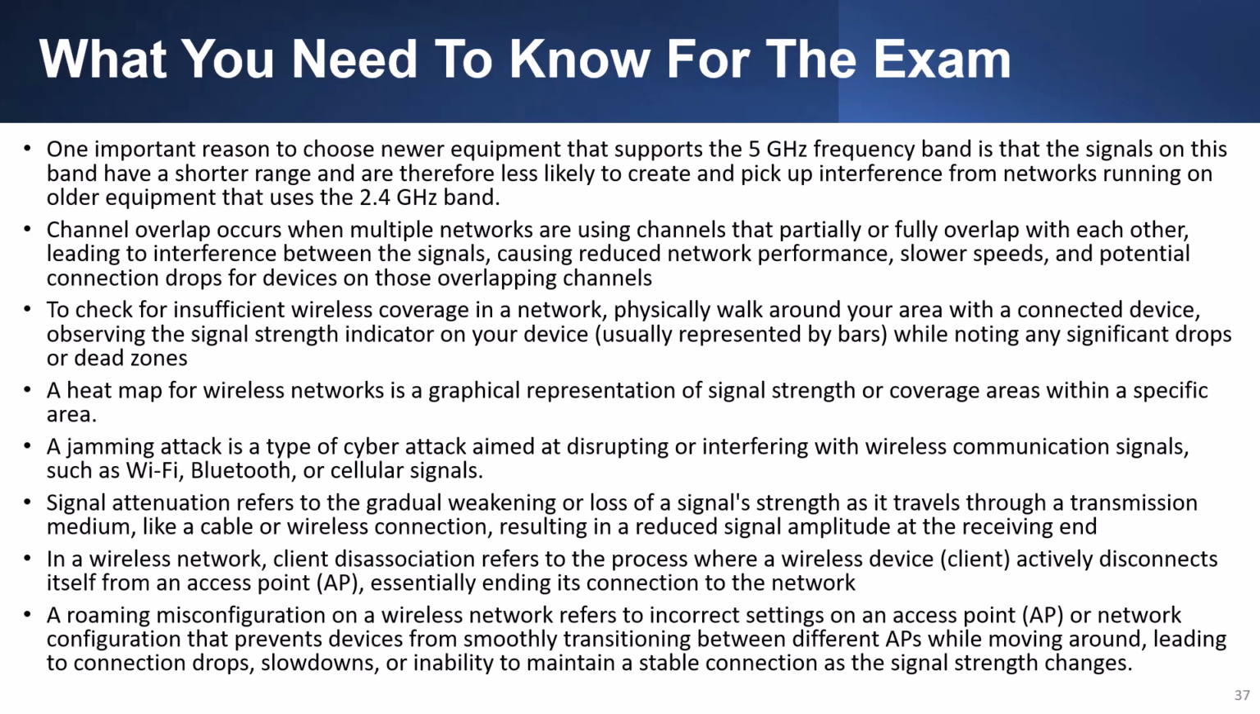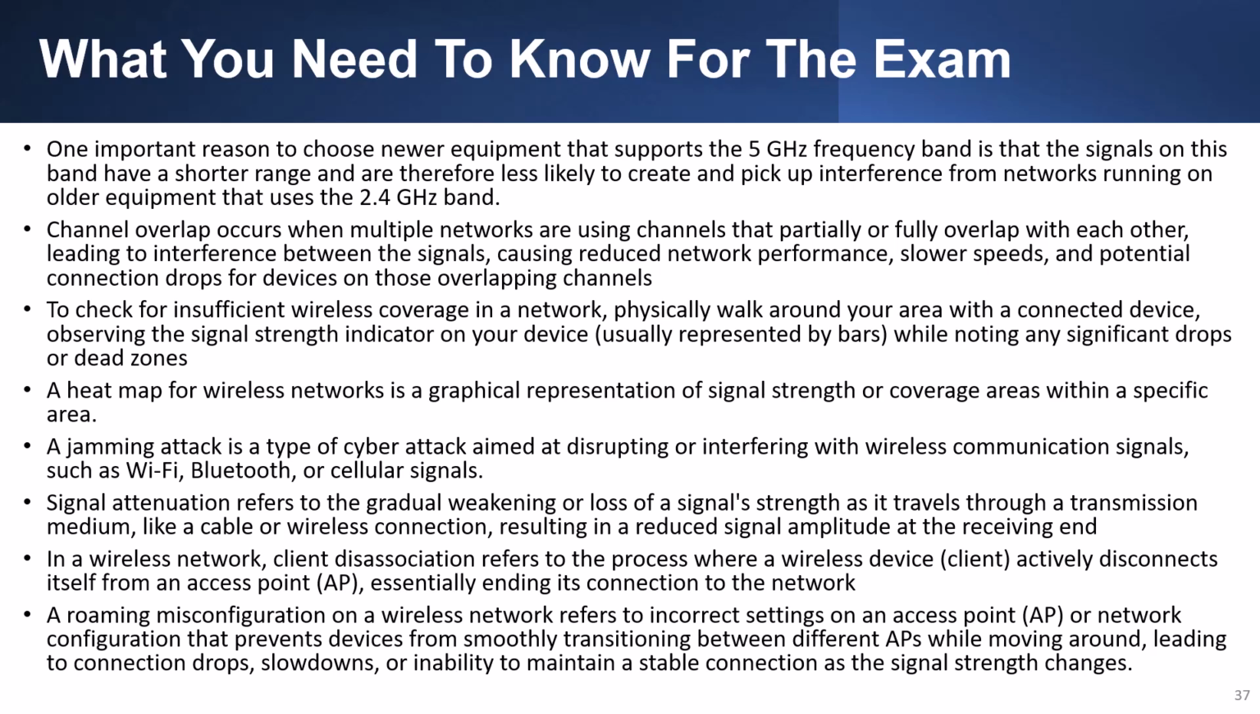A jamming attack is a type of cyber attack aimed at disrupting or interfering with wireless communication signals such as Wi-Fi, Bluetooth, or cellular signals. Signal attenuation refers to the gradual weakening or loss of signal strength as it travels through a transmission medium, like a cable or wireless connection, resulting in reduced signal amplitude at the receiving end.